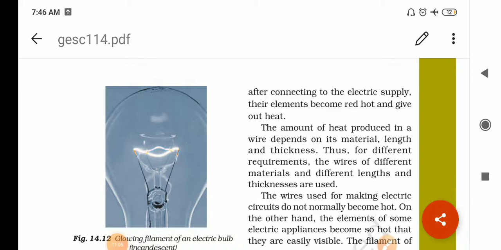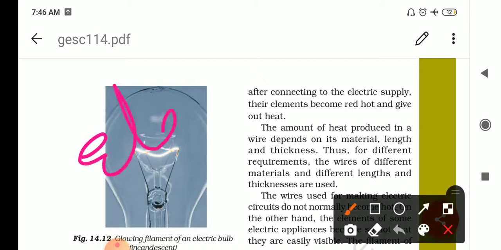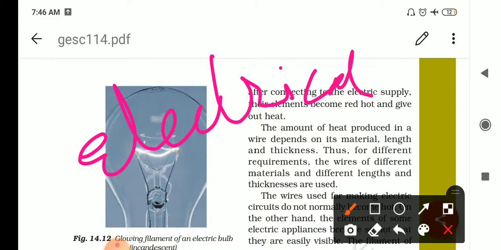Actually, what happens when current flows through a metallic wire? The wire offers some resistance to the flow of electrons. During this process, electrical energy transforms into heat energy. The heat produced depends on the amount of resistance offered by the wire.